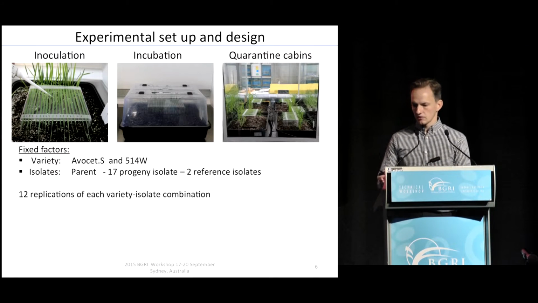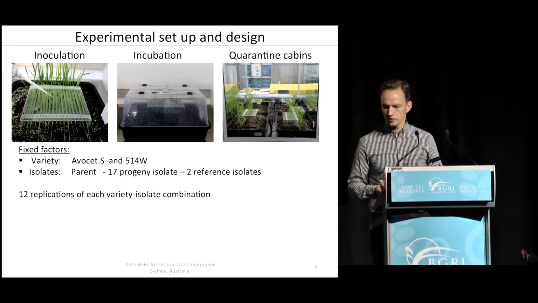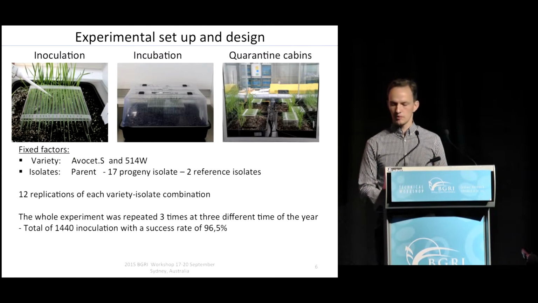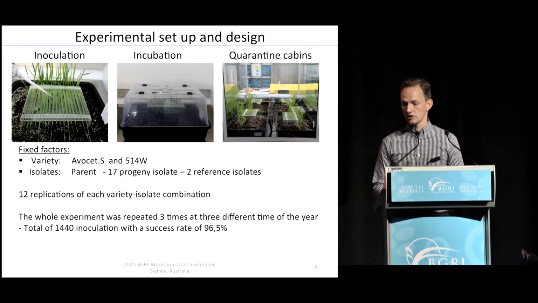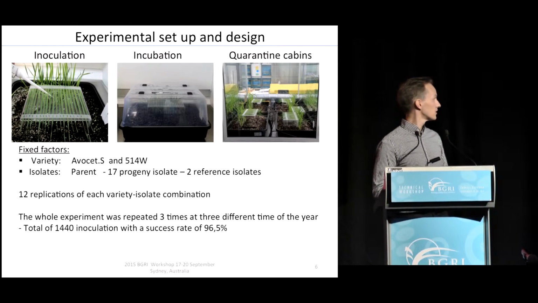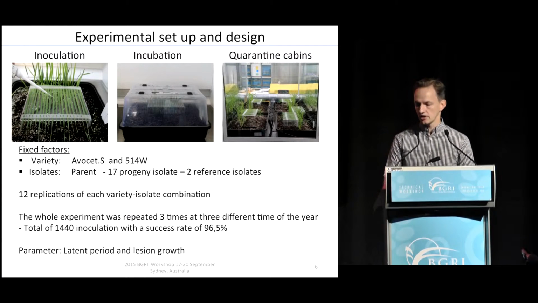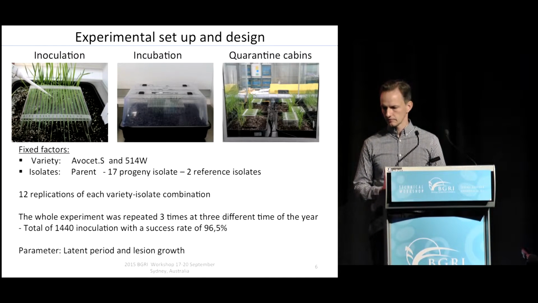All these variety-isolate combinations were replicated 12 times. And the whole experiment was replicated 3 times at 3 different times of the year. So we had a total of 1,440 inoculations with a success rate of 96.5%. The two parameters that we looked at in this study were latent period and lesion growth, and I will show you how we did the assessment.